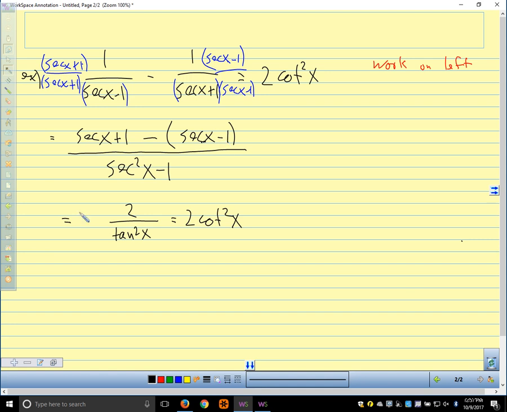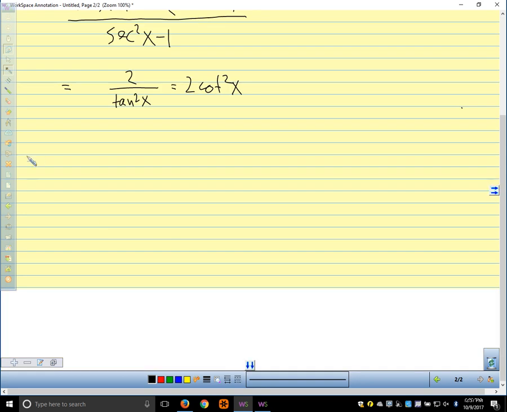All right, let's look at another one. 1 plus cotangent squared x times 1 minus sine squared x. And we want to show that that equals cotangent squared x. Now I would say definitely the left-hand side is more complicated. There's more stuff there.